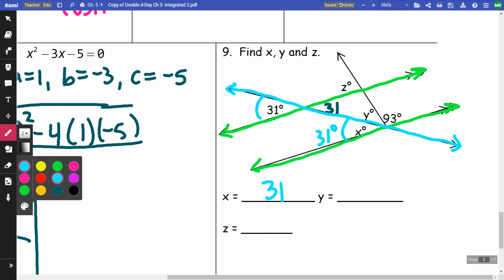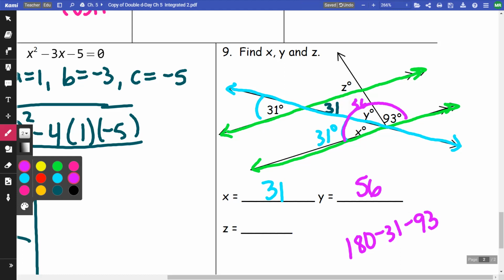Here, if I'm going all the way from here to here, those are going to add to 180. So I'm basically going to take 180 minus 31 minus 93, and that's going to give me my y. So let's see, 180 minus 31 minus 93, and I end up getting 56. So this is 56.